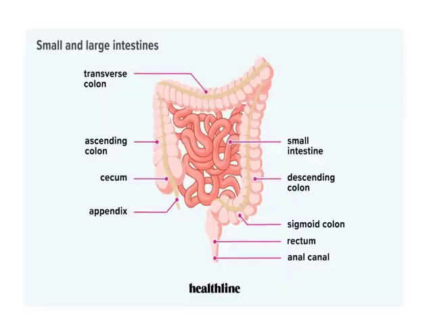Now here is the small intestine and large intestine. The small intestine and large intestine have a junction that is called the cecum. At the junction of the cecum there is a small outgrowth called the appendix. Then there is the ascending colon, transverse colon and then descending colon. The descending colon attaches to the sigmoid colon, then the rectum and anal canal.